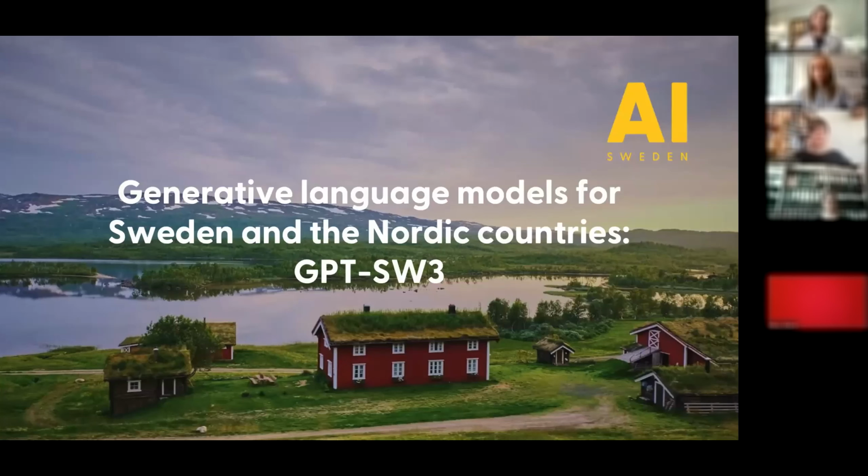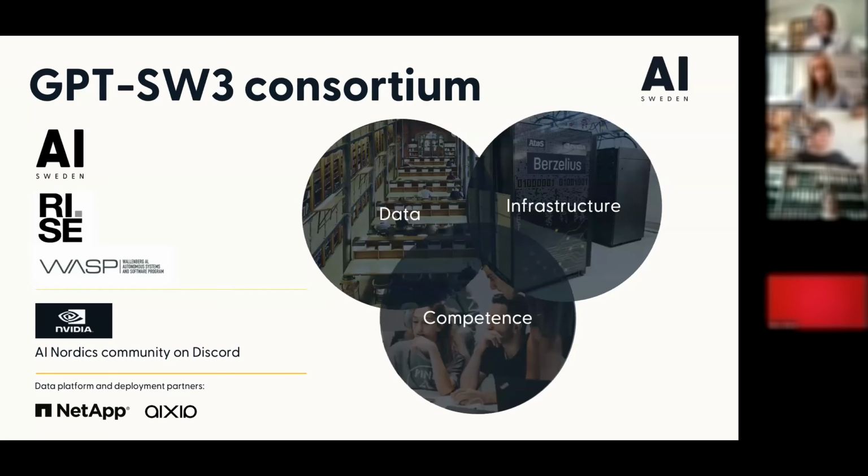And therefore, we think that it's very, very important that we in Europe build our own models and open models that are open for the public and researchers to be scrutinized, and so on. And therefore, we have, together with RISE and WASP, built the first generative language models for the Swedish and Nordic languages. And these models are called GPT-3.